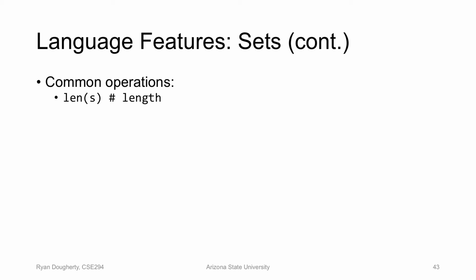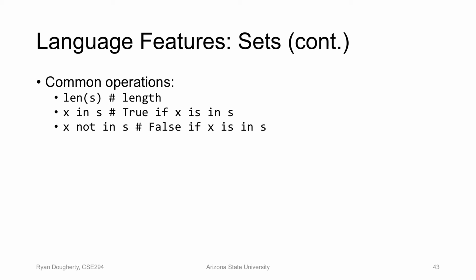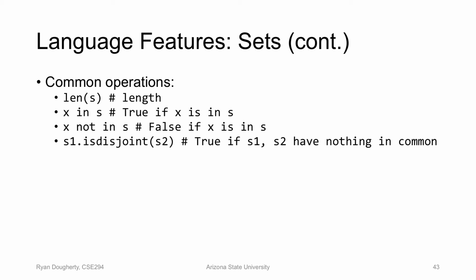Some operations: you can do a len on it, and you can test if an element is in the set or not in the set. One that's really cool is checking if two sets have nothing in common at all, which is called having the sets be disjoint. So calling isdisjoint on two sets will return true if there's nothing in common between them, and return false if there is some element in both of the sets.